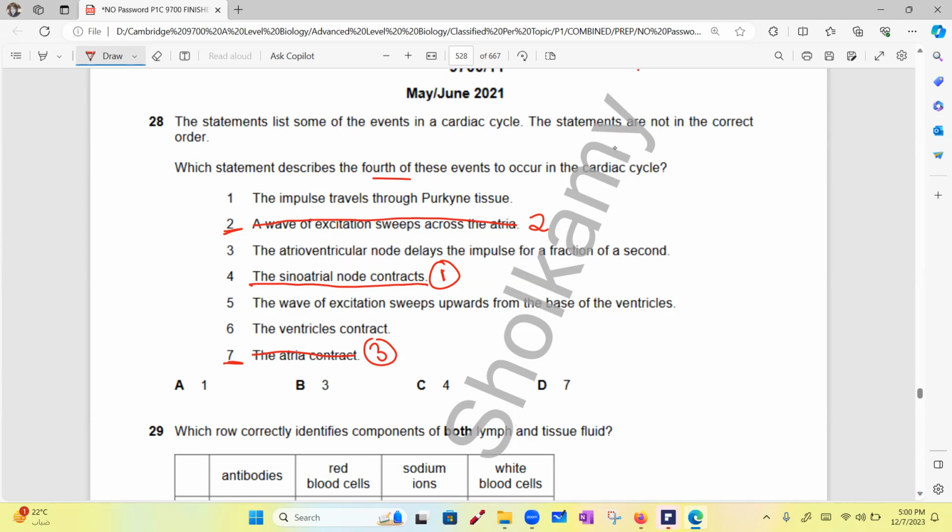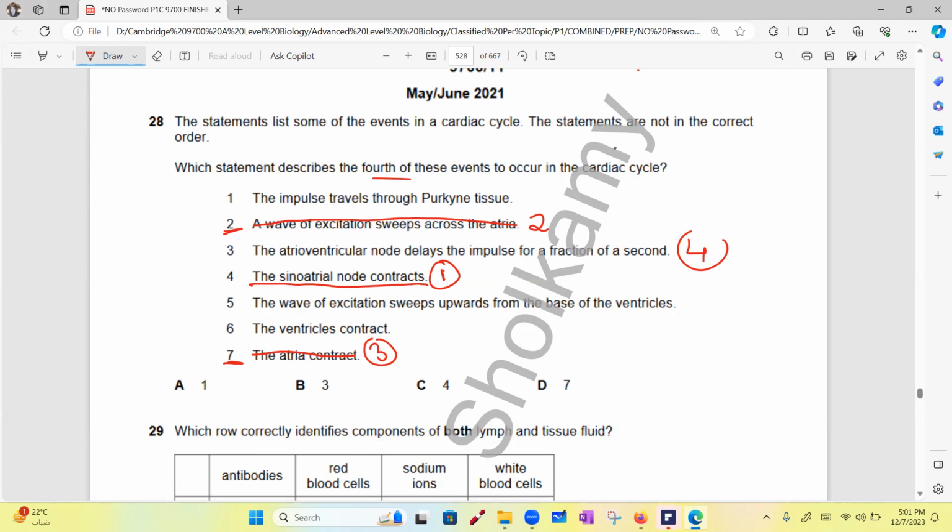You're correct. Who will cause the delay? The atrioventricular node. Yes, so this will be number 4. The atrioventricular node delays the impulse for a fraction of a second. And then after the delay, what happens? After the delay, it will pass through. The wave of excitation sweeps upwards from the base of the ventricles.